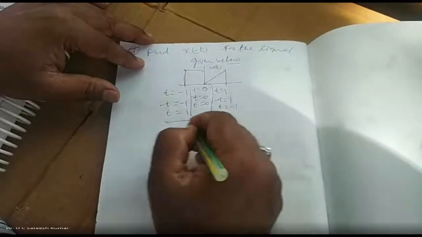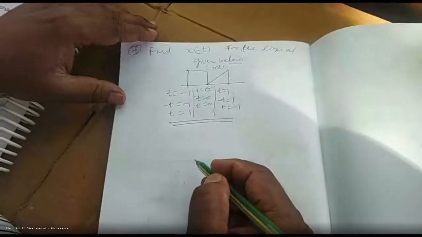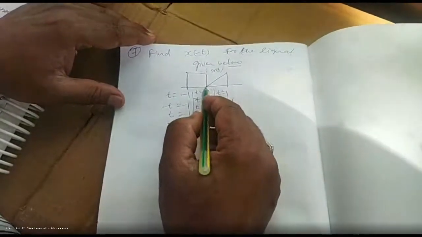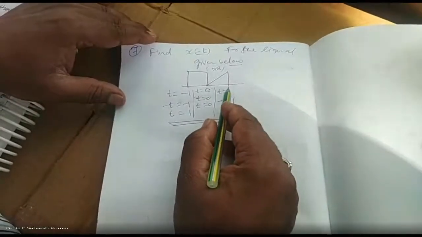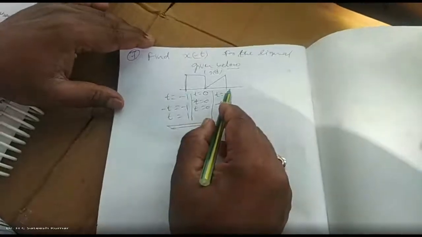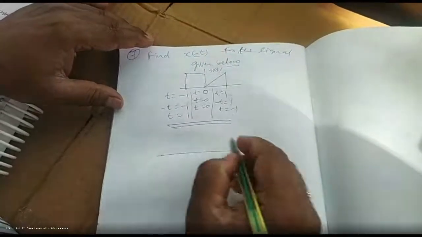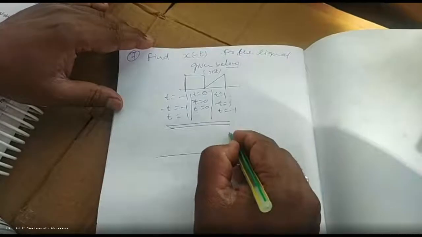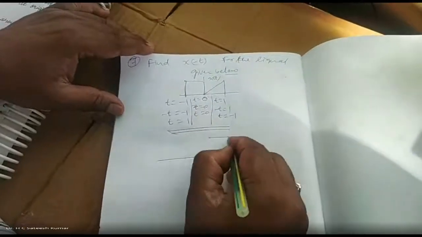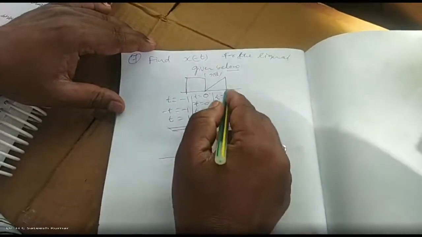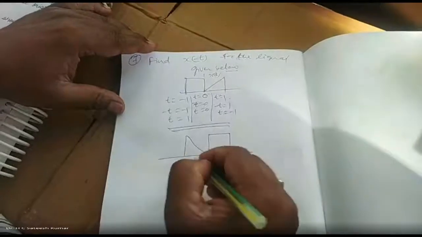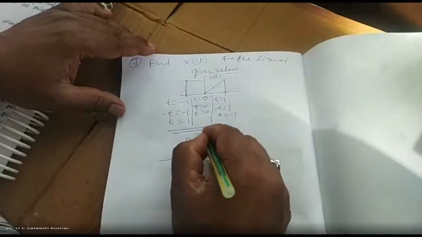So therefore, what can you understand from this? The signal which is at the origin will remain the same, the part which is at 1 will go to minus 1, and the part which is at minus 1 will go to plus 1. Now we can rewrite it. This edge will go to 1, so I'll write it at 1. And this edge will be at 0, so I'll write it at 0. And this will go to this side, minus 1. So this is your x of minus t.